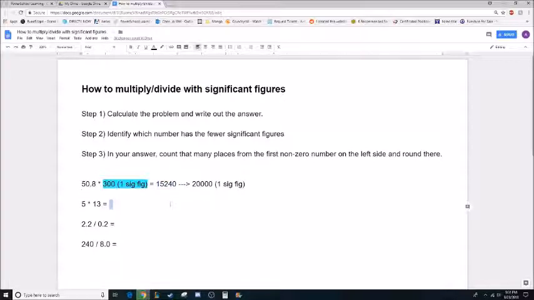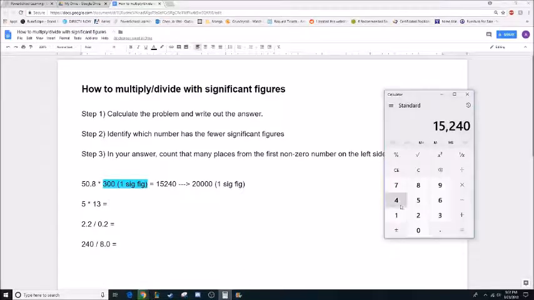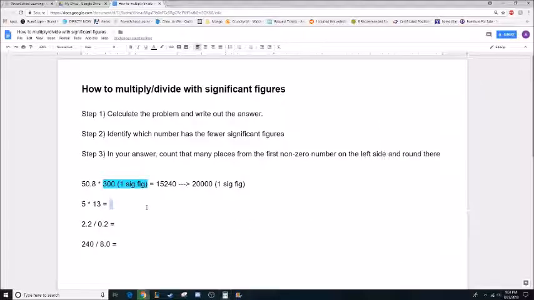Alright, so let's move on to problem number 2. We're going to calculate the problem and write out the answer again. So I have 5 times 13, and I get 65.